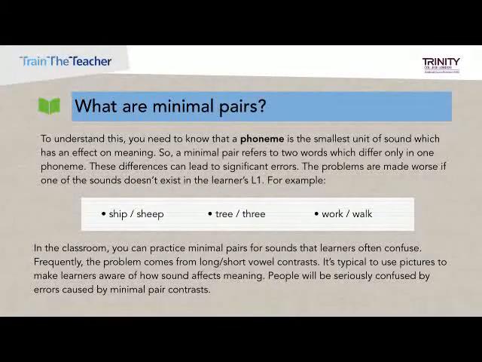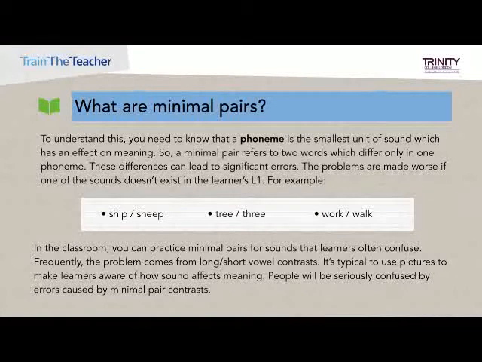So, minimal pairs. To understand this, you need to remember that a phoneme is the smallest unit of sound which has an effect on meaning. So a minimal pair refers to two words which differ only in one phoneme, and these differences can lead to significant errors in communication. The problems are made worse if one of those sounds doesn't exist in the learner's first language. For example, ship and sheep. You can imagine the confusion. Tree and three. Work and walk.